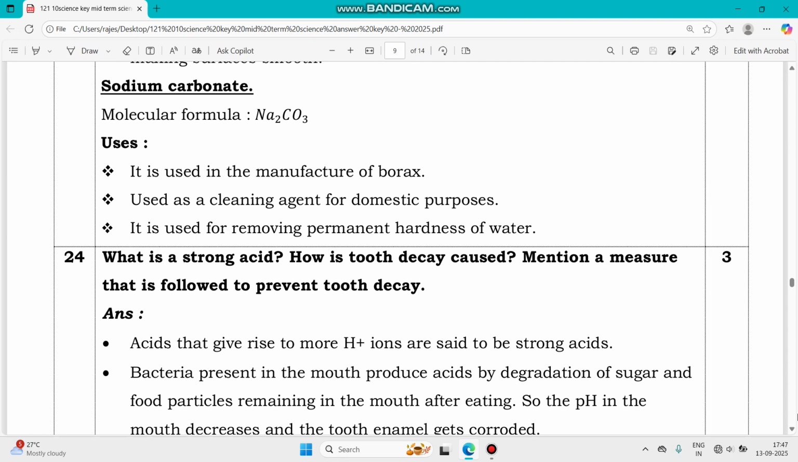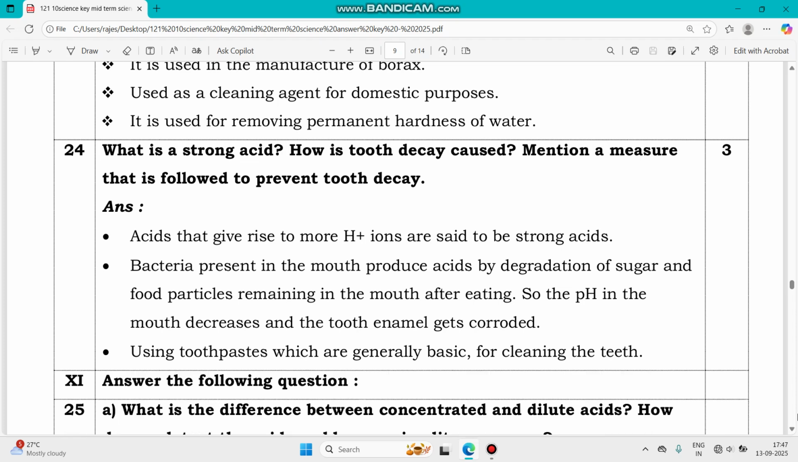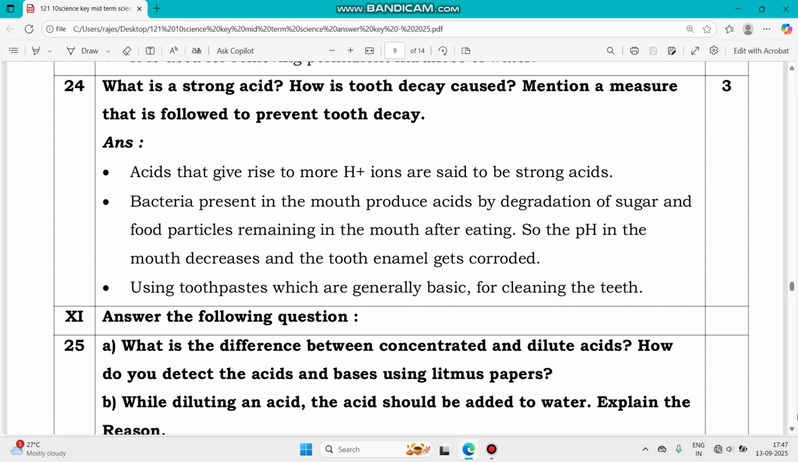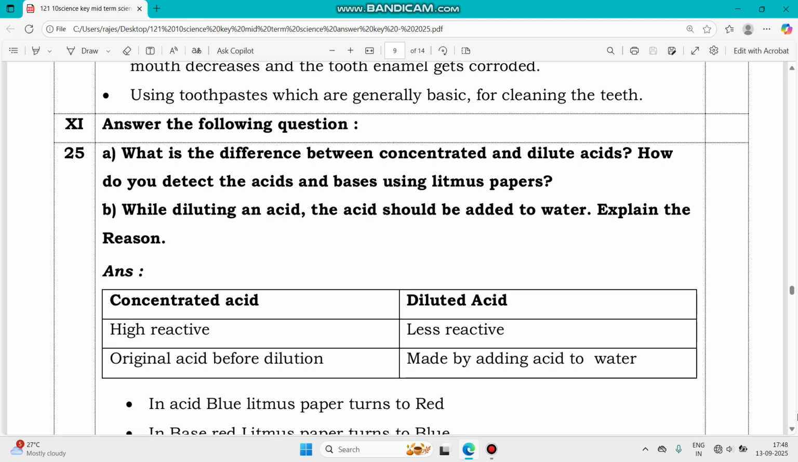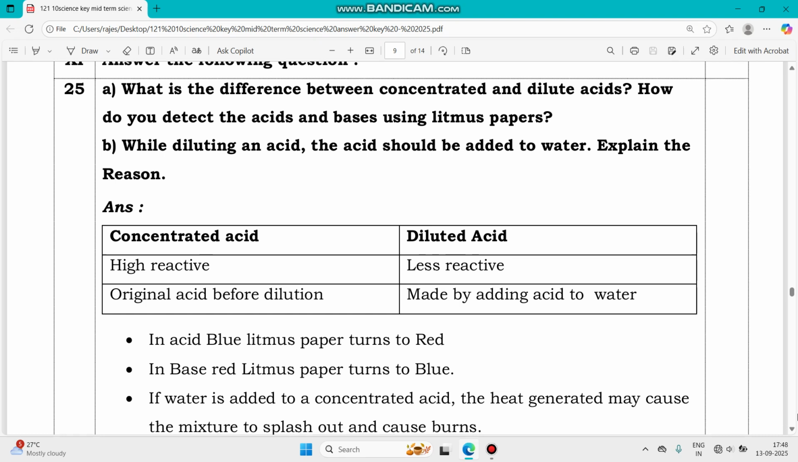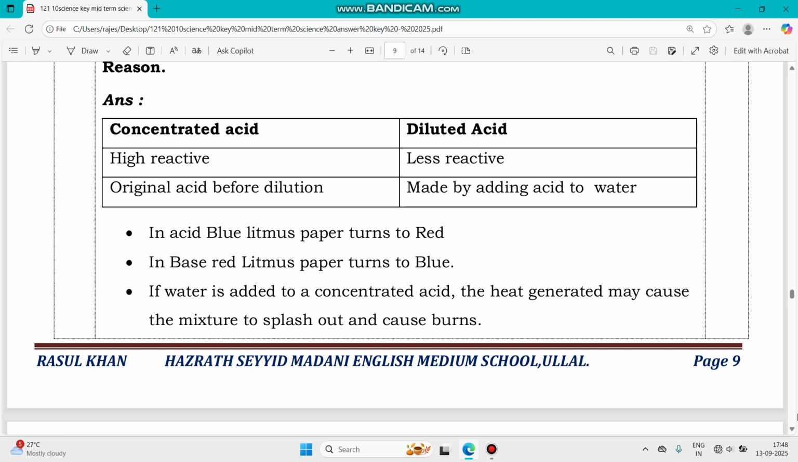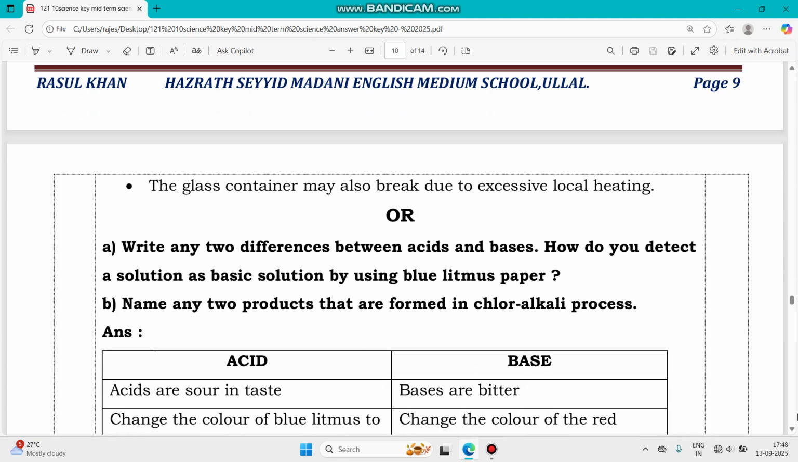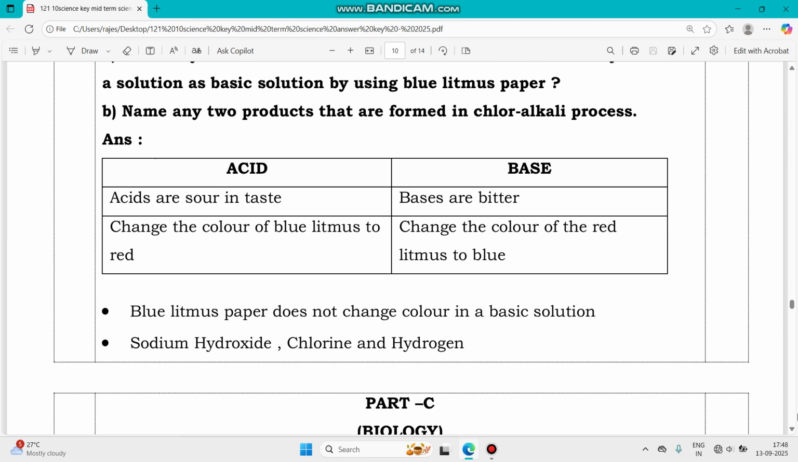What is a strong acid? How is tooth decay caused? Mention a measure that is followed to prevent tooth decay. So you are seeing some points here. I am showing. So 25th question, A, the difference between concentrated acid and dilute acid. Blue litmus paper turns red with acid, and red litmus paper turns blue with base. So another option, acid and base. Acids are sour in taste, bases are bitter. Acids change the color of blue litmus to red, bases change the color of red litmus to blue.